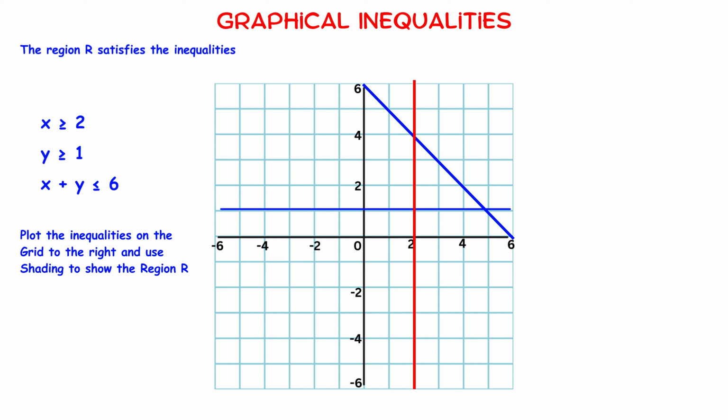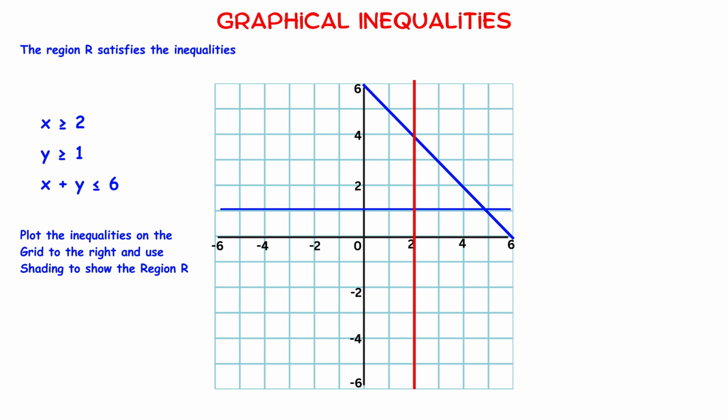Let's quickly have a go at one more before we finish. This question says that the region R satisfies the inequalities x is more than or equal to 2, y is more than or equal to 1, and x plus y is less than or equal to 6. And it then asks us to plot the inequalities on the grid to the right and use shading to show the region R. So the first thing that we want to do here is draw out our lines with their little arrows on. So x equals 2 with arrows to the right, y equals 1 with arrows upwards, and x plus y equals 6 with arrows downwards.